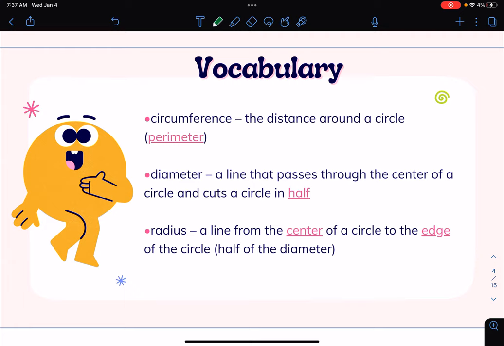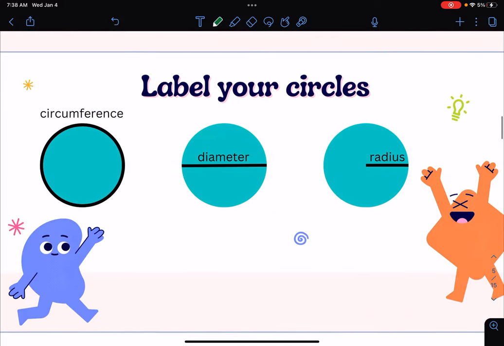And so radius is a line from the center of a circle to the edge of the circle, half of the diameter. So radius is half of your diameter. Make sure you fill in your vocabulary. Okay. If you need a little bit more time, go ahead and pause it, finish filling it in. All right, so now you're going to go ahead.